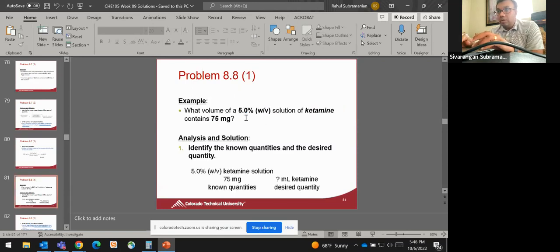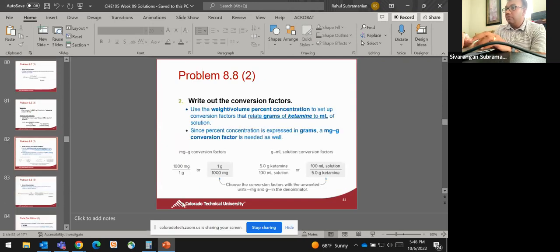So now it's a reverse of the volume over, oh, this is the same. What volume of a 5% weight over volume solution of ketamine contains 75 milligrams? So now they're asking you to find the volume of the solution. Collect or gather all the given pieces of information, and then you're required to find the unknown quantity, which is the volume of the solution. So the concentration is given to be 5%, 5 grams over 100 milliliters, or 100 milliliters contains 5 grams.